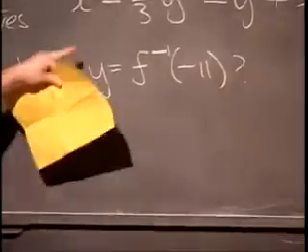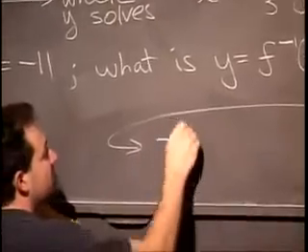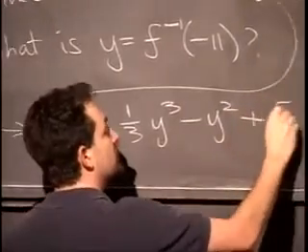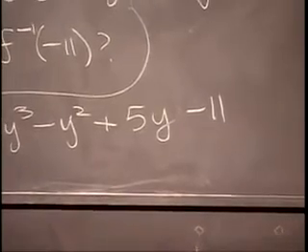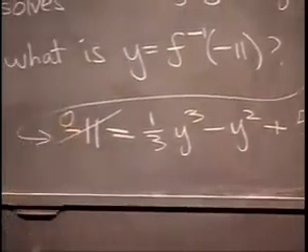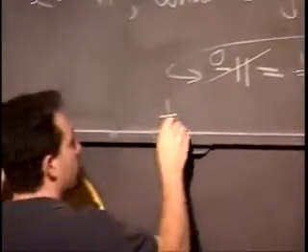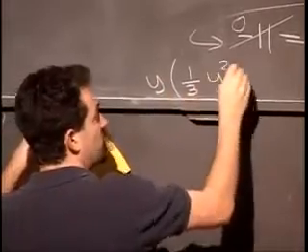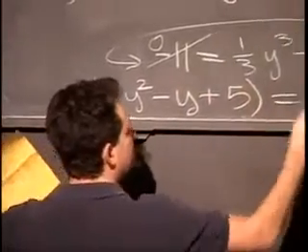Well, we can use this equation here. If x is minus 11, then we have minus 11 equals 1/3 y cubed minus y squared plus 5y minus 11. And we're actually quite lucky because we can cancel out the 11s, leaving a 0. And now we can actually factor the right-hand side. The right-hand side is y outside of 1/3 y squared minus y plus 5. And that has to equal 0.